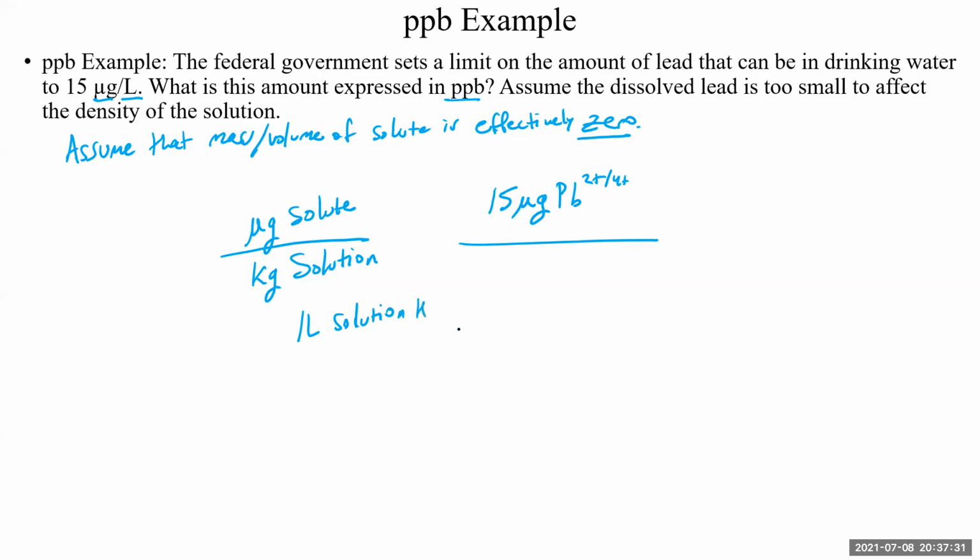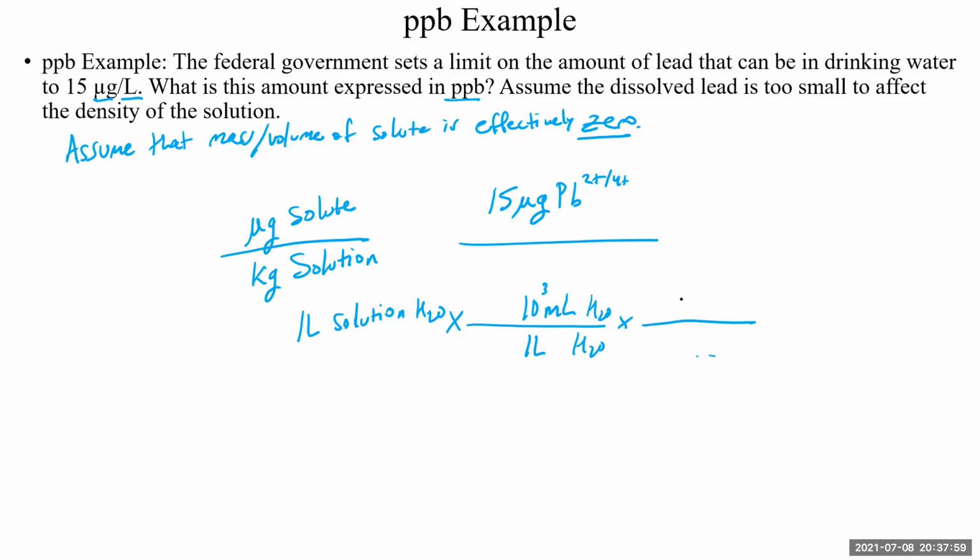This is water, right? H2O or water. Again, the density is not really going to be affected by a mere 15 micrograms of lead. So for all intents and purposes, 1 liter of solution is going to be, I'm going to take the long way, even though I don't really need to, but just to explain it, we have 1,000 milliliters per liter of water.